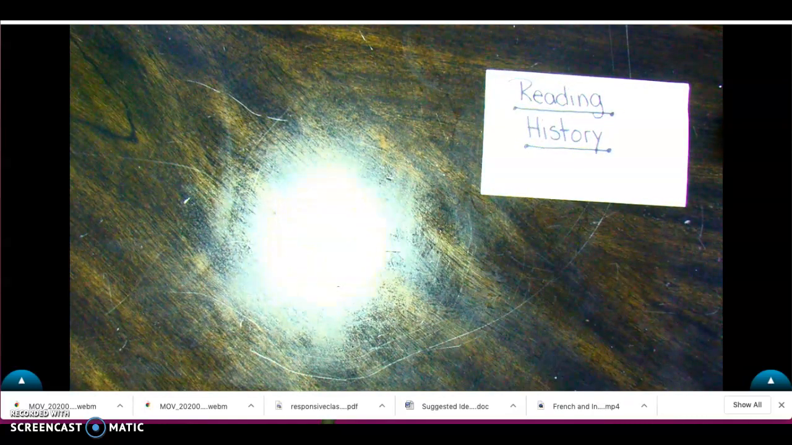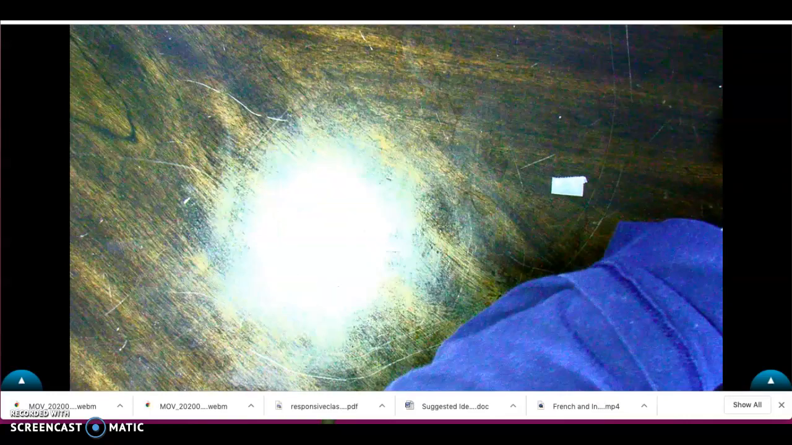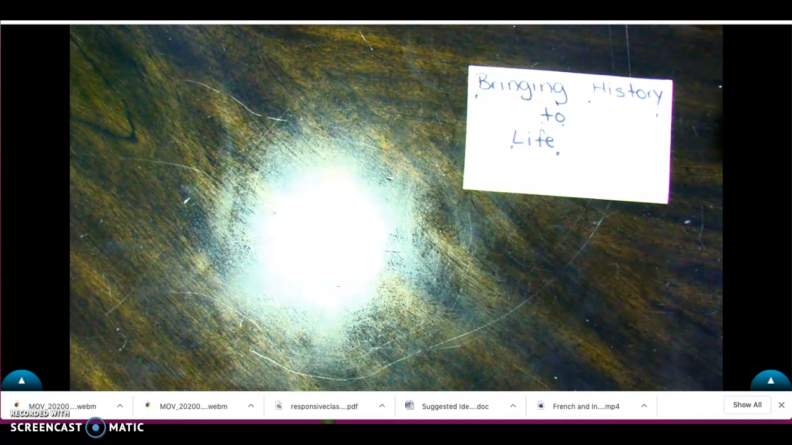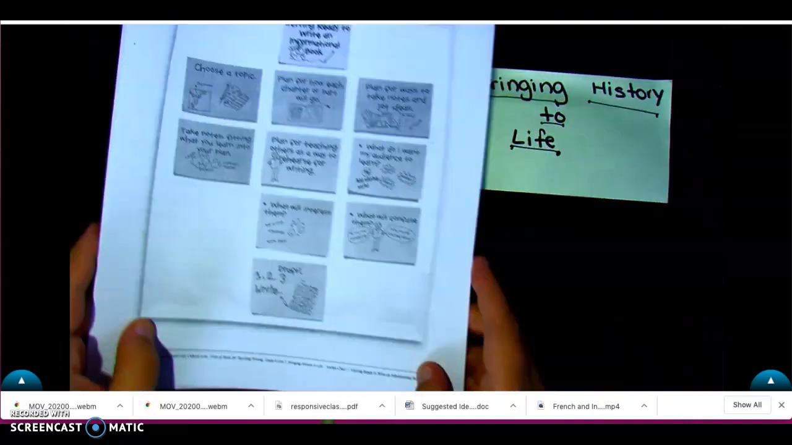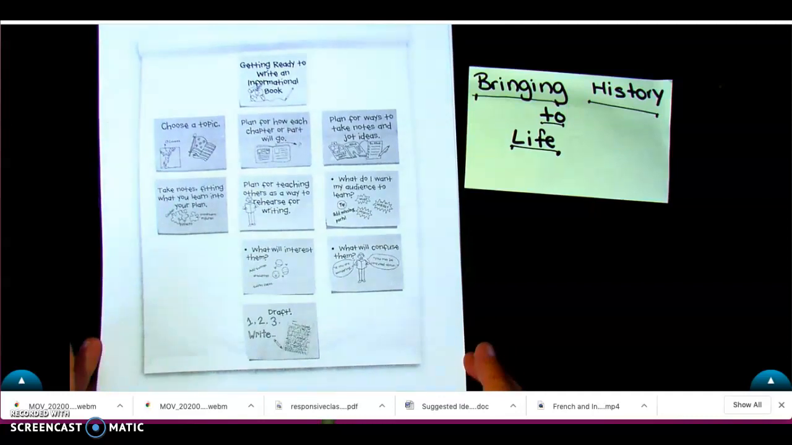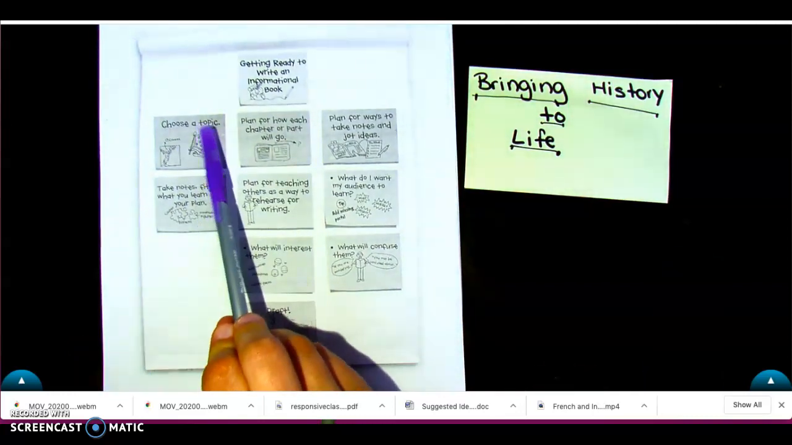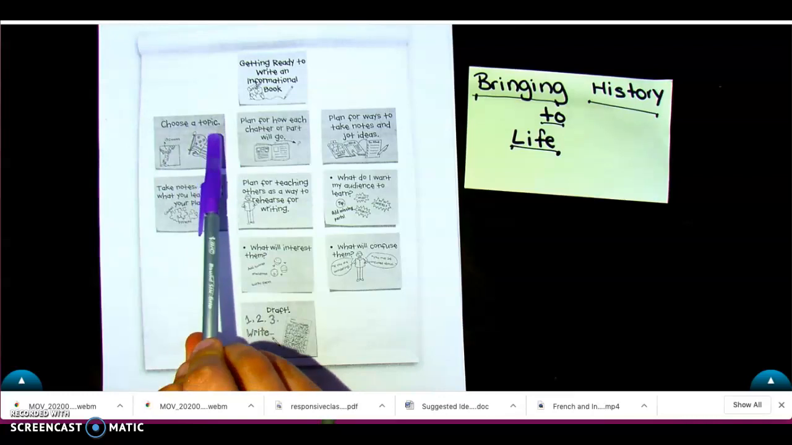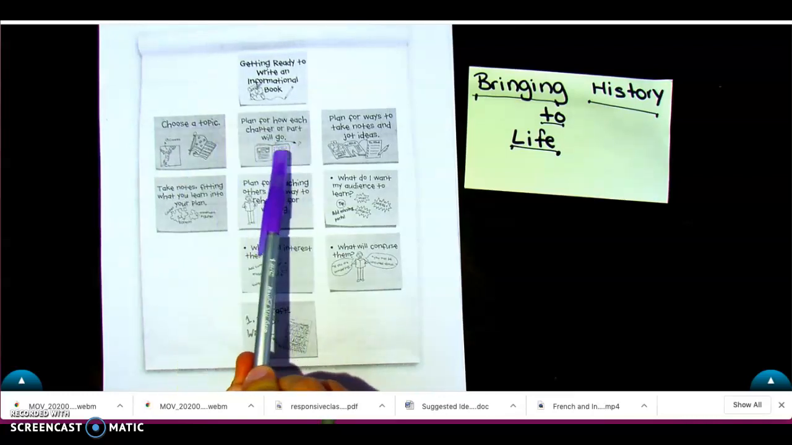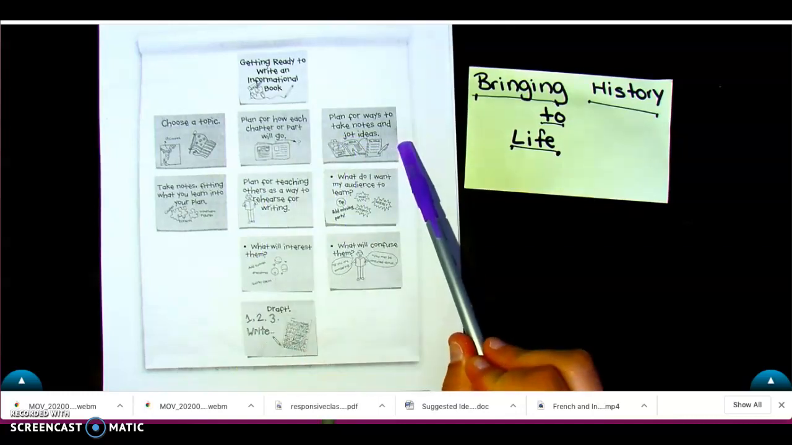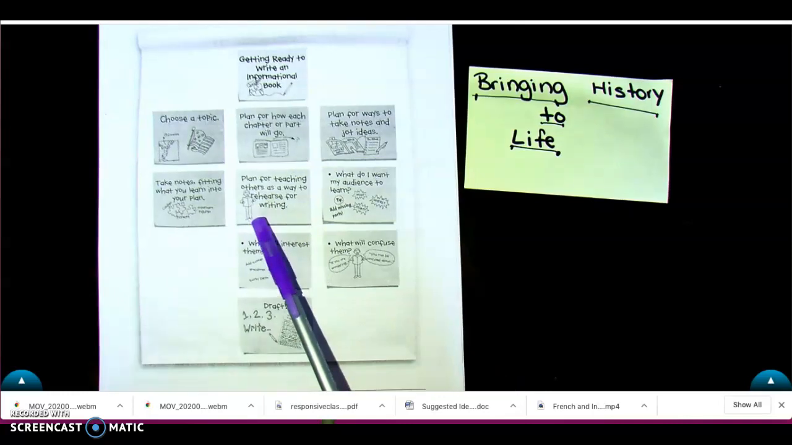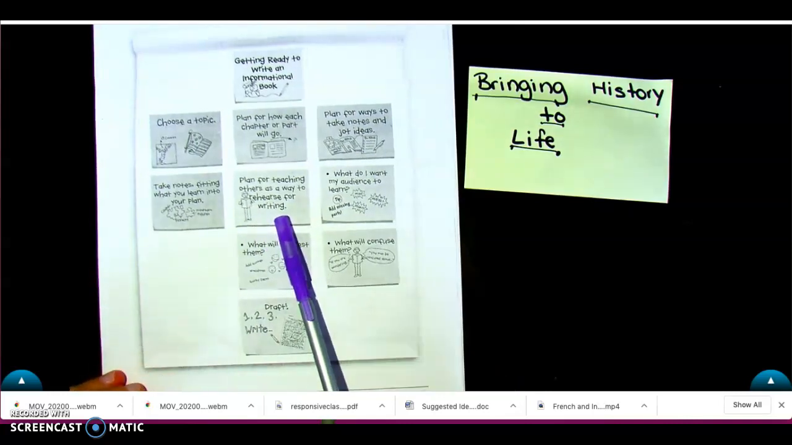For writing, so writing is called Bringing History to Life. And the way the unit goes is the kids are going to be choosing a topic related to the American Revolution. We're going to plan for how the book is going to go and how to take notes for our book. Okay, we're going to learn how to teach others by rehearsing what we want to say.